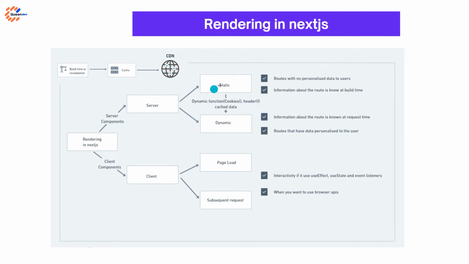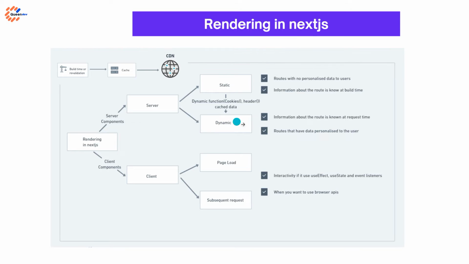The main difference between static and dynamic routes is the time at which they occur. Static is mostly at build time or during revalidation, while dynamic rendering mostly occurs at request time. Because at request time you already have information about that particular route, you can dynamically generate that page at that time. Also, routes that have data personalized to users, you can dynamically render that way.